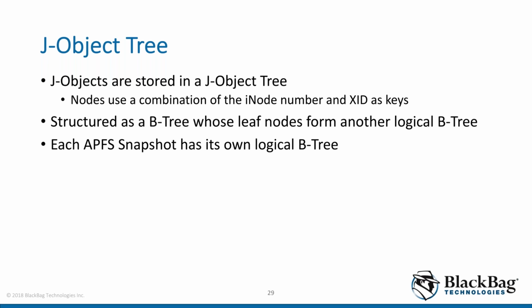They're stored in what we're calling a J object tree, for lack of a better term, which are nodes that use a combination of the inode number and an XID as key inside of a B tree, which we'll talk about next. These trees are structured as B trees whose leaf nodes form another logical B tree. And I know that sounds a little bit confusing. I'm going to try my best to explain it. And each APFS snapshot has its own logical B tree.